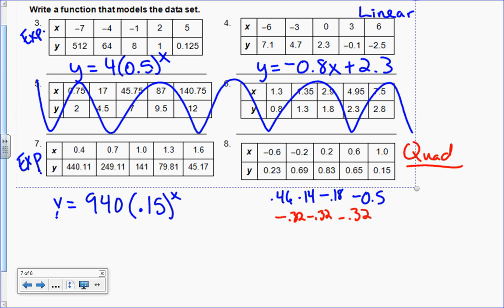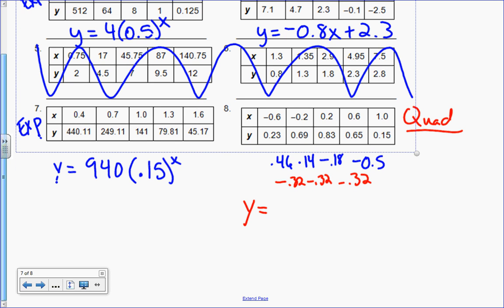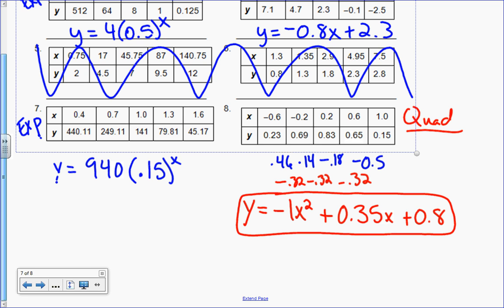So when we put the data in, we've got to do quadratic regression. So we hit stat, enter, and delete out the data from the previous one. We're going to put this in, negative 0.6, negative 0.2, 0.2, 0.6, 1. All right, and we got 0.23, 0.69, 0.83, 0.65, 0.15. All right, and we'll hit stat, go over to calc, and this one is quadratic, so we're going down to number 5, going down to calculate, hit enter, and this r squared is exactly perfect, so the equation is y equals negative 1 x squared, you could have just written negative x squared, plus 0.35x plus 0.8.